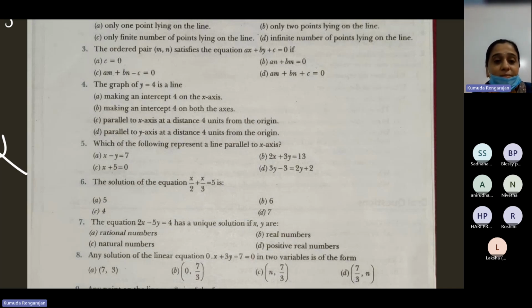Next one, making an intercept 4 on both the axes. It doesn't meet the x-axis at all. Then how can it make 4 on both the axes? It makes an intercept of 4 on the y-axis because it meets the y-axis. So there is a y-intercept, and that is 4 units. But it's given making an intercept 4 on both the axes. No, not both the axes. So that also is not right. Then the last one is parallel to the y-axis. No, it's not parallel to the y-axis. So C is the correct option: parallel to the x-axis at a distance of 4 units from the origin.